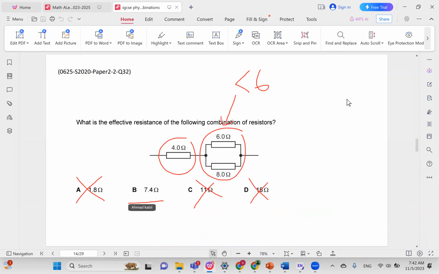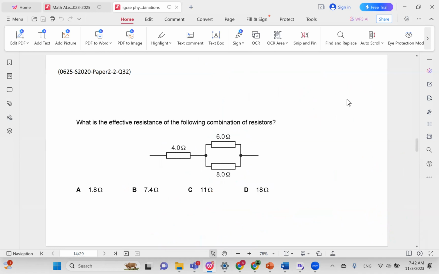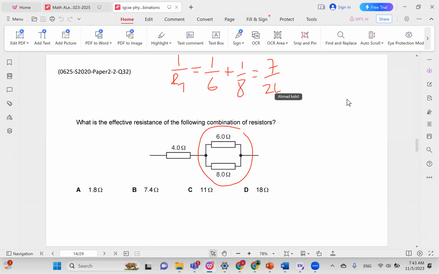If this is too confusing for you, you can always use the equation to calculate the actual resistance. So for this part here, 1 over R total is 1 over 6 plus 1 over 8. And this would give us 7 over 24. So R total is 24 over 7. I just flipped the fraction.